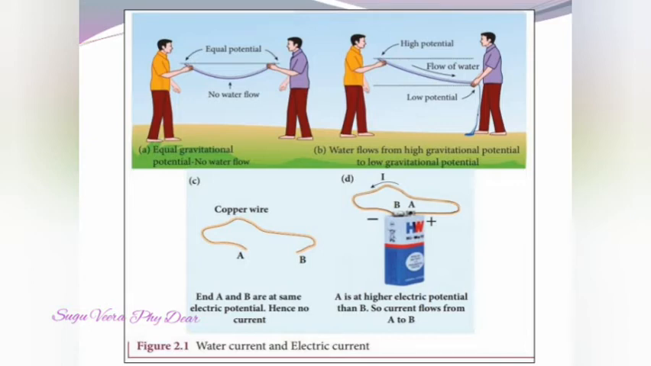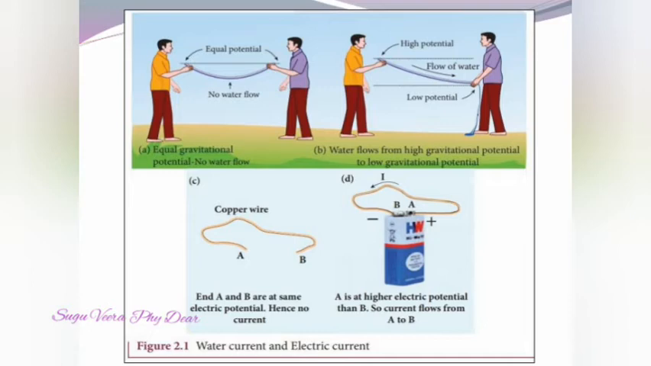First diagram, equal gravitational potential, so no water flow. Second diagram, water flows from higher gravitational potential to lower gravitational potential. Third diagram, in a copper wire, ends A and B are at the same electric potential, hence no current. Fourth diagram, A is at a higher electric potential than B, so current flows from A to B.